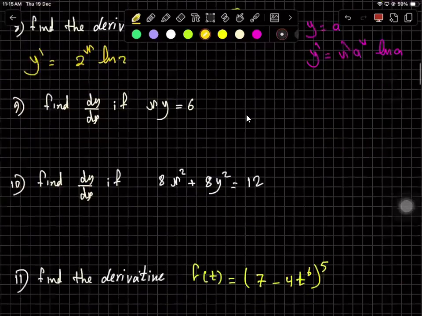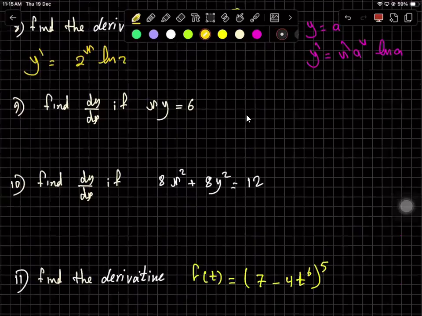Okay. Here we have an implicit differentiation because y is not isolated. y is multiplied by x. So I will apply the operator d/dx to both sides. The first side will be what? x times y. And here, 6.